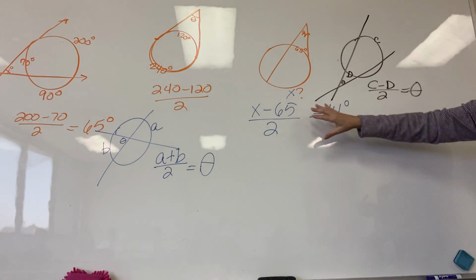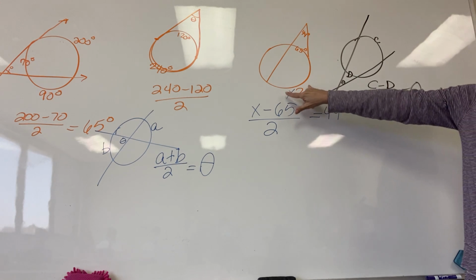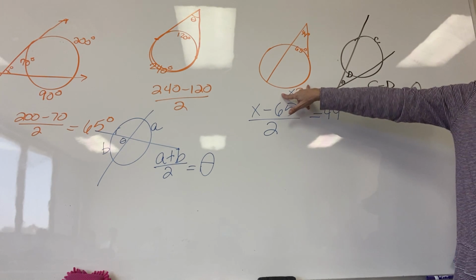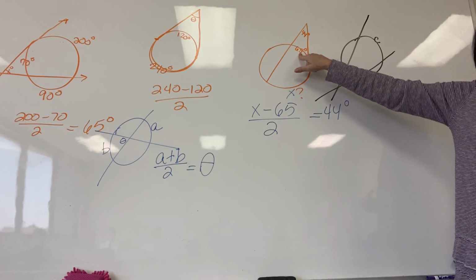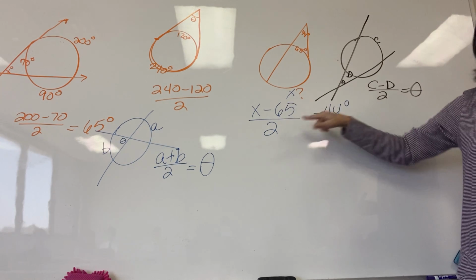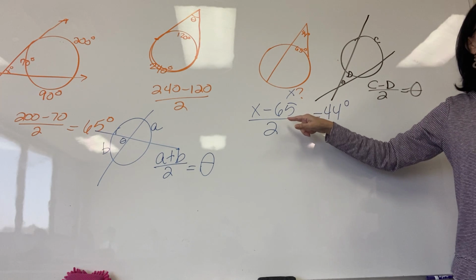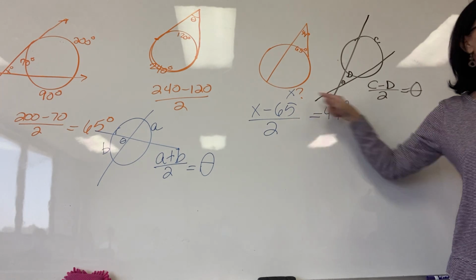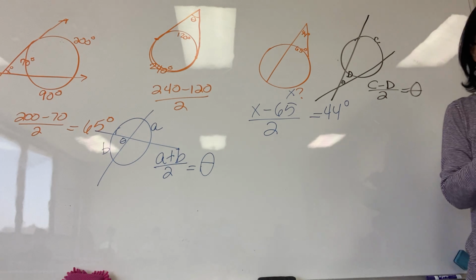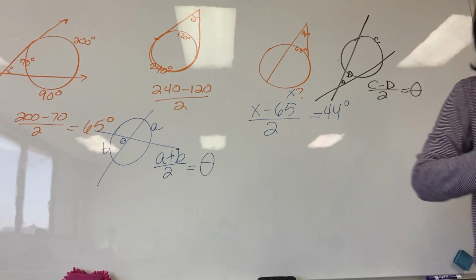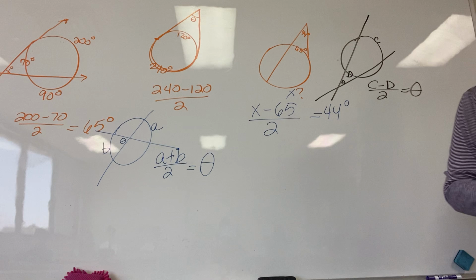So what did we do? That's what we plugged in here. The arc far away, which we labeled X, minus that 65, which is closest to it, divided by 2 is 44. Now this is algebra. Right here. This is algebra. How am I going to solve this? What do I do first?